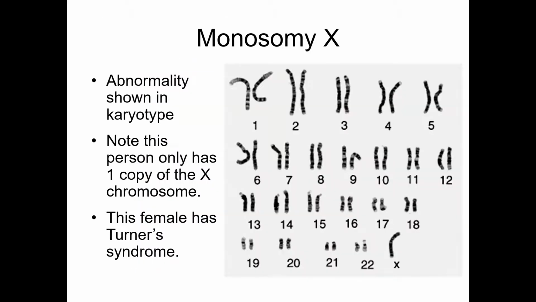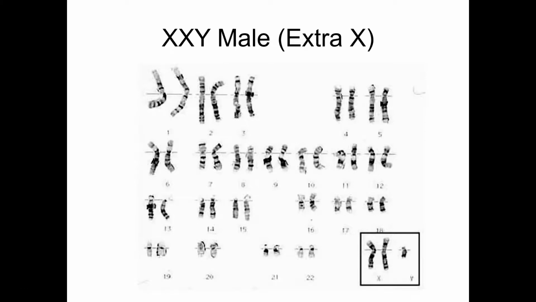Other non-disjunction disorders: Monosomy X, this is an abnormal karyotype here where they only have one X chromosome. This person has what we call Turner syndrome. Functional, for the most part, a fully functional female. There are some differences, and we're going to do a chromosome disorder project this week, and you can look this up on your own if you're interested. An XXY male, having an extra X, is typically called Klinefelter syndrome. Biologically speaking, they are recognized as male, but they'll have more feminine characteristics.